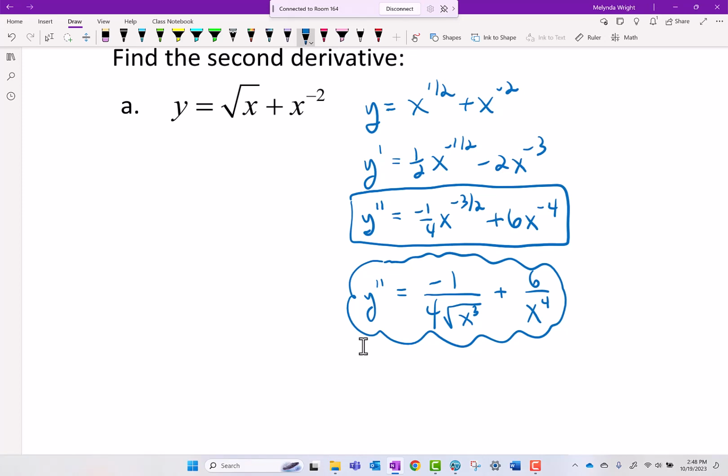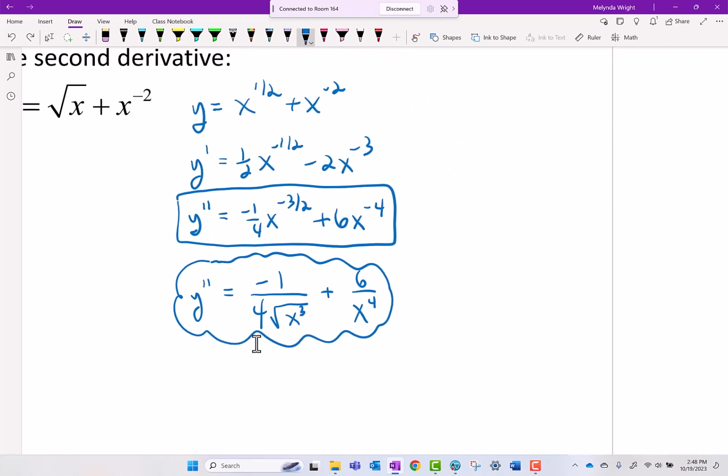Okay, questions on this one? All right. What happens to the negative for the negative 3 over 2? Oh, this little guy right here? This one? So I kind of skipped a step. Let me move it out here.